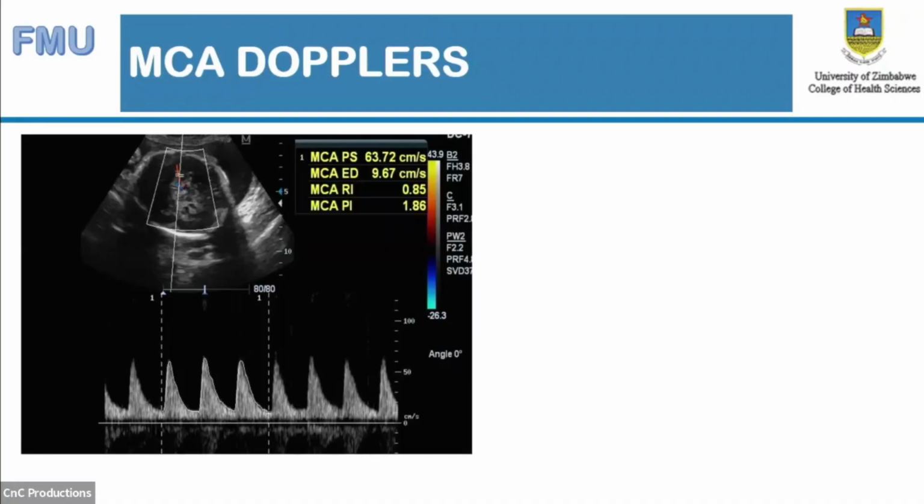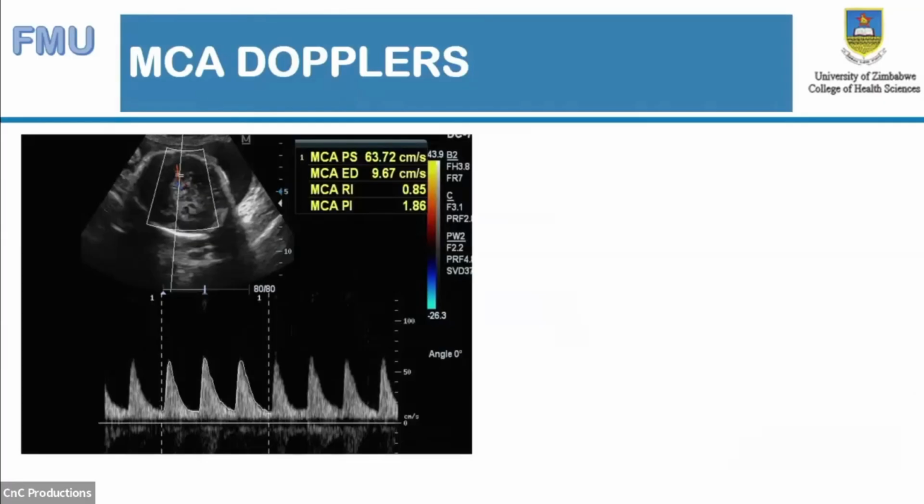The MCA Doppler is measured in the greater wing of the sphenoid bone at the base of the skull. And all these Dopplers we have talked about use a gate size of 2 millimeters. That's the ideal gate size.